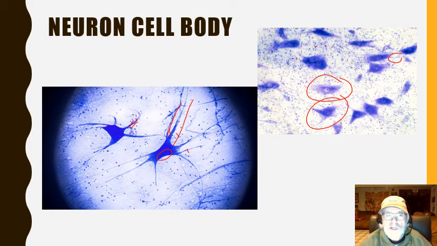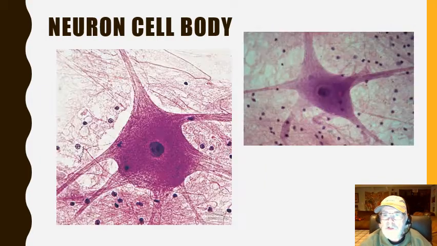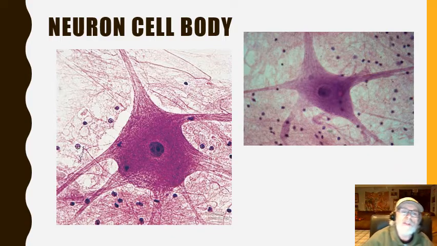Okay, so that's basically what we see when we look at these nerve cells. Here's another one, cell body. Here's the nucleus right in here. The nucleolus is sitting right there. These are all glial cells everywhere else around the outside.